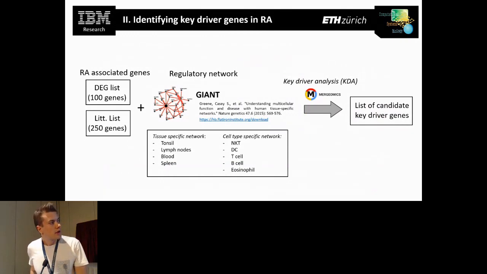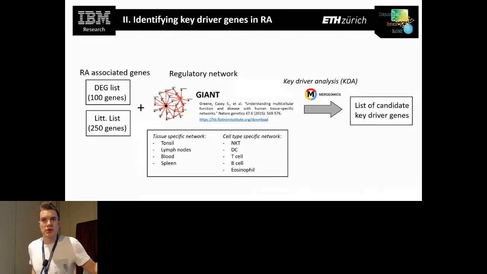And for the network, I'm using the GIANT database, which has the particularity of having cell type specific networks, and also tissue specific. So for example, I have a network for NKT cells, for dendritic cells, for T cells. Voila, so this is what I'm using.